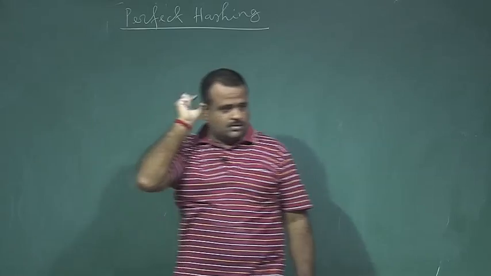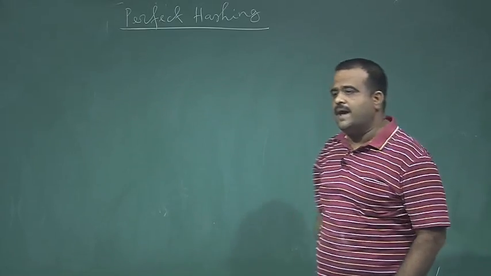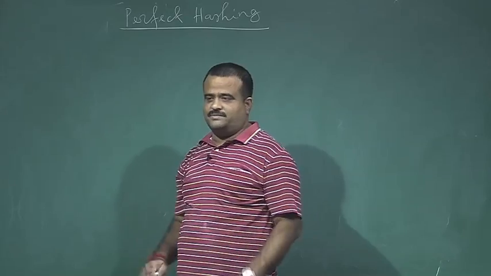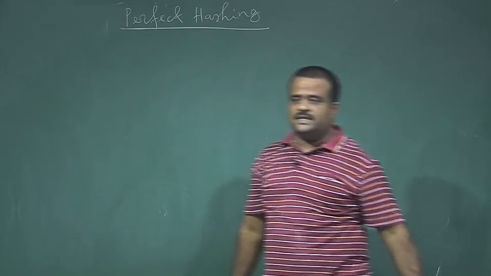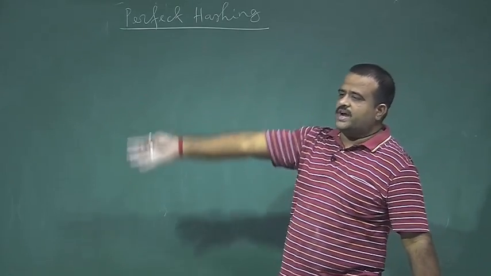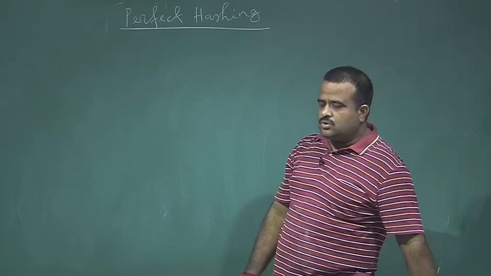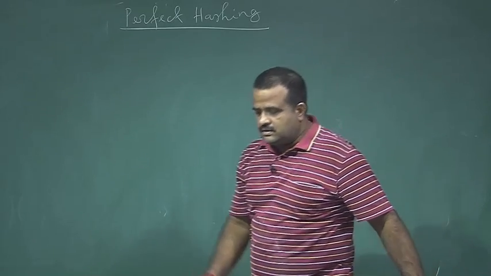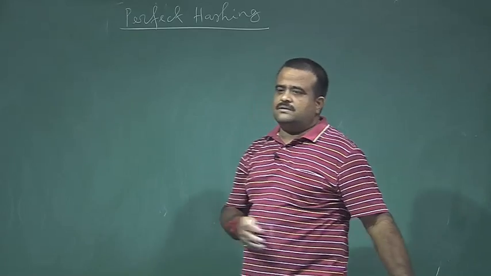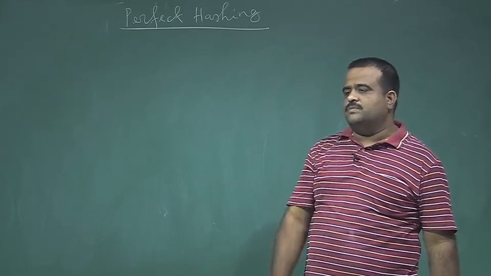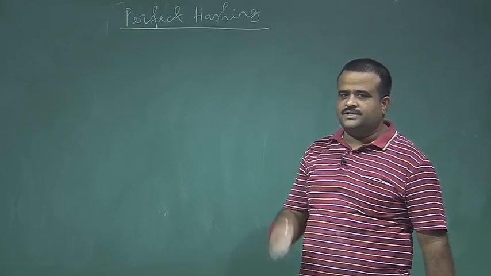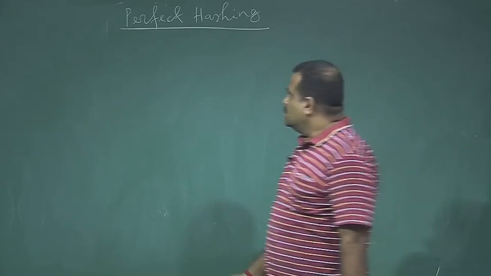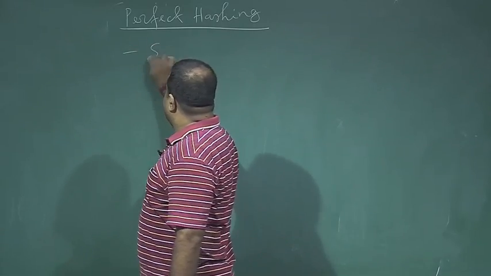Okay. So, in perfect hashing, the problem is we are given a set of n keys. This is a static arrangement. We need to create the table so that the search will be in constant time. For searching, we should not take more than constant time. So, that is the idea. This is a static arrangement.